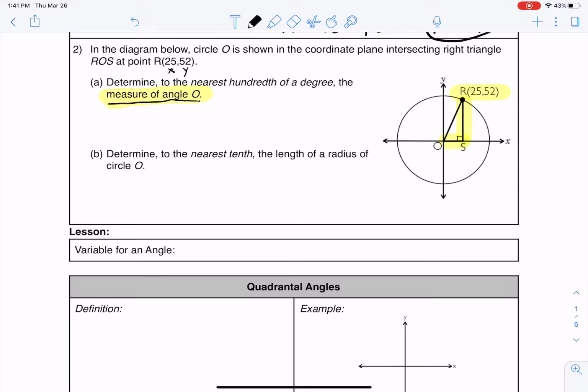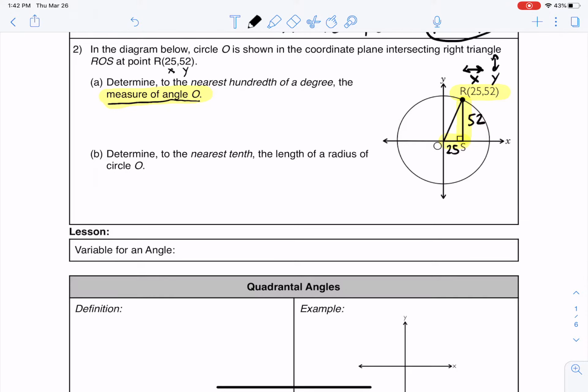So if you think about how coordinates work on the xy plane, your x value is always your horizontal distance, and your y value is always your vertical distance. So I'm going to label this triangle with what I know. So 25 is really my base distance. 52 is my height.